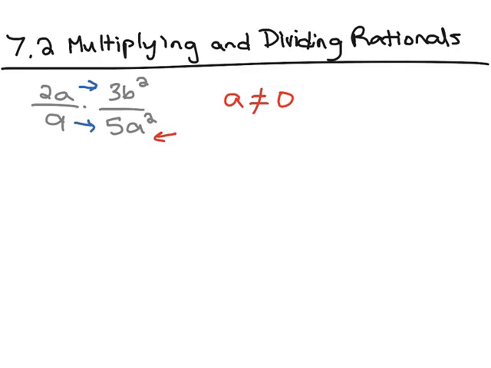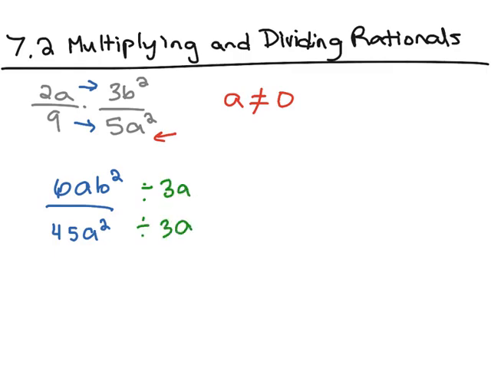So we have 3 times 2 is 6ab squared, and on the bottom we should have 5 times 9, that's a 9, not an a. 5 times 9, which is 45a squared. Now we are going to simplify, so we're going to divide by 3a, because that's our greatest common factor.